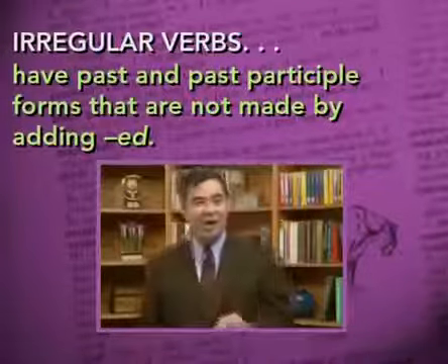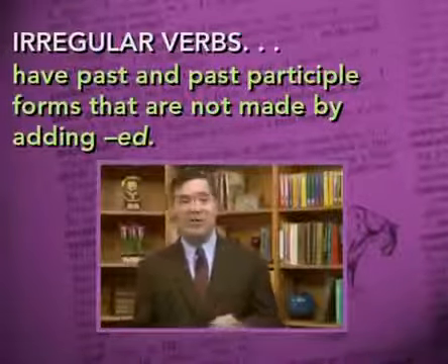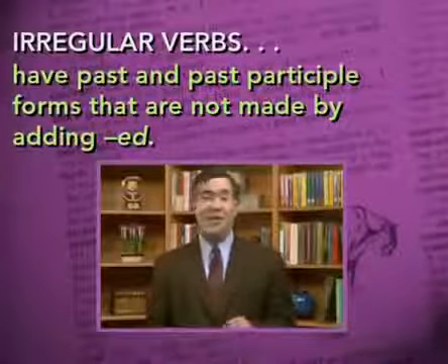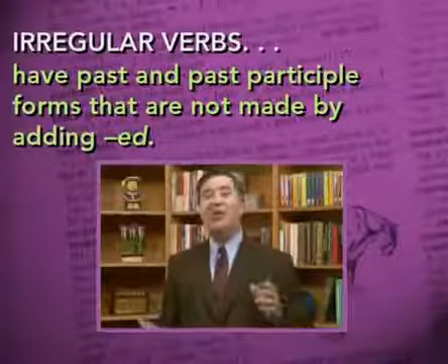Well, how are the past and past participle forms of irregular verbs created? What's the rule? Unfortunately, there is no rule. There are many different irregular verbs, and they form their past and past participle forms in a variety of ways. In some cases, the past and past participle forms are one and the same. In other cases, they're different. And there's no one rule that explains how they're formed. Unfortunately, you simply have to study and learn the irregular verbs by memorization and practice.